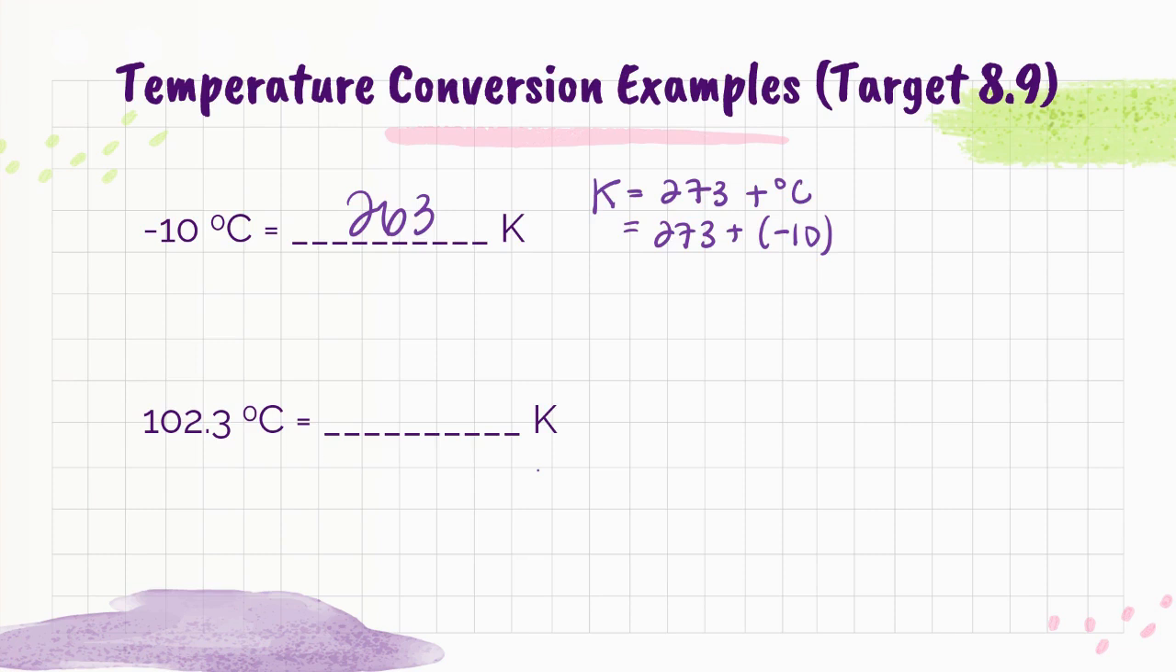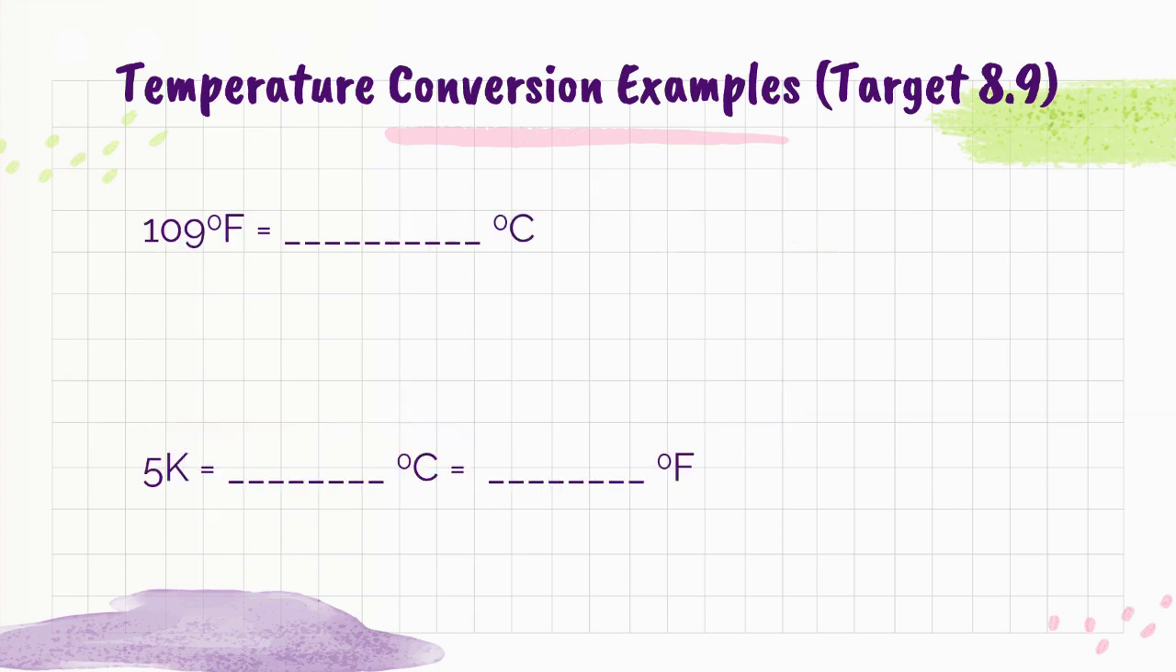Okay, same thing here. Try this one by yourself. If you do this, you should end up with 375.3 kelvins. So again, it would just be 273 plus 102.3. Okay, the next one. Now these are the trickier ones. Make sure you pause and try this by yourself after you see me do one of them.